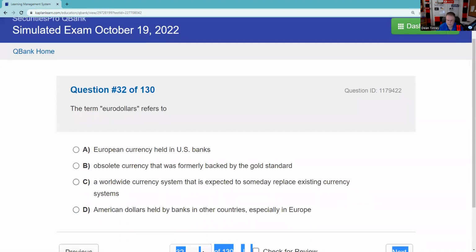Eurodollars. The key word is dollar. So we have Eurodollar bonds and we have Euro bonds. So these are typically US dollars that aren't in the US. European currency held in US banks? No, those would be euros.